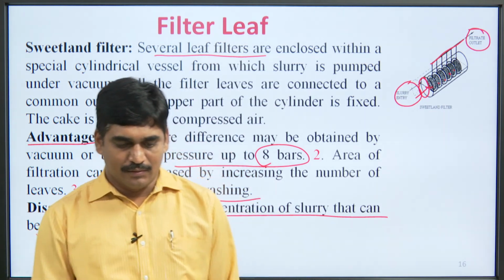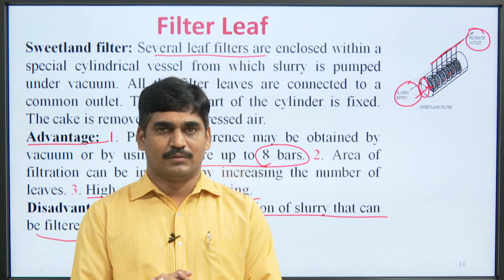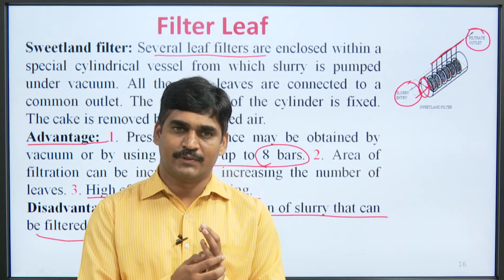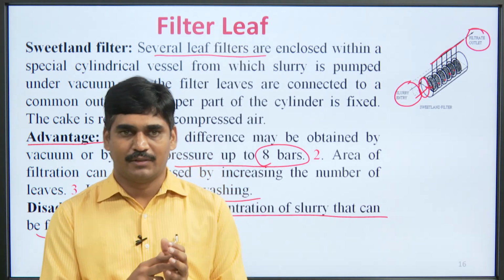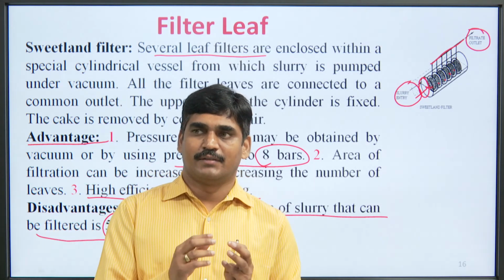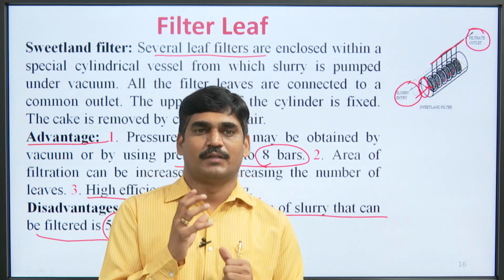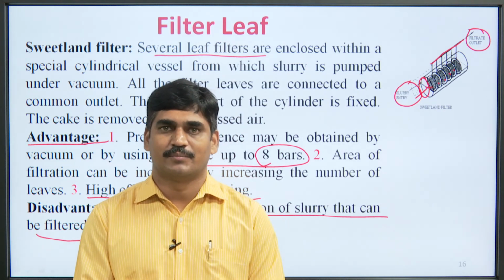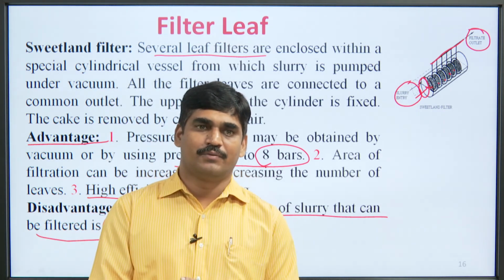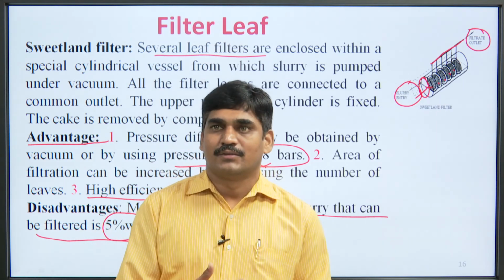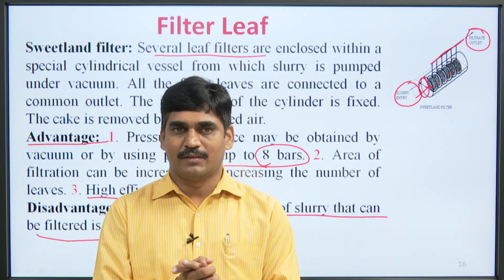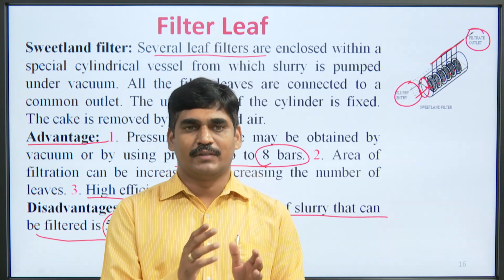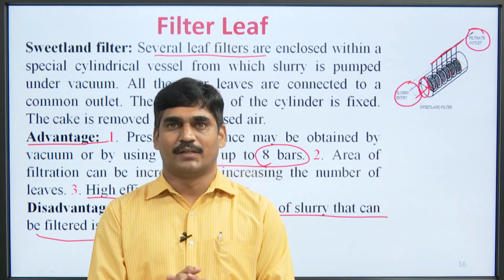So, what have we studied till now? One is the plate and frame filter press. Plate and frame filter presses are of two types, Bosch type and non-Bosch type. The second equipment we have studied for the filtration process is the filter leaf assembly. In the case of the filter leaf assembly, we studied one simple filter leaf and another one, the Sweetland filter.